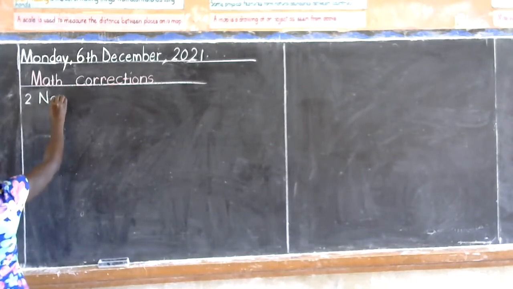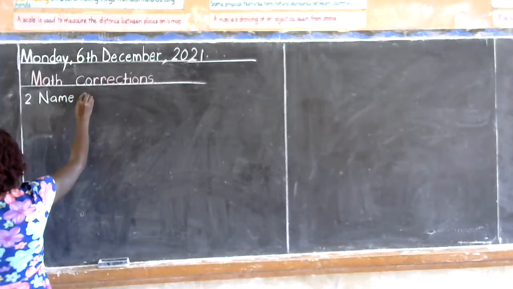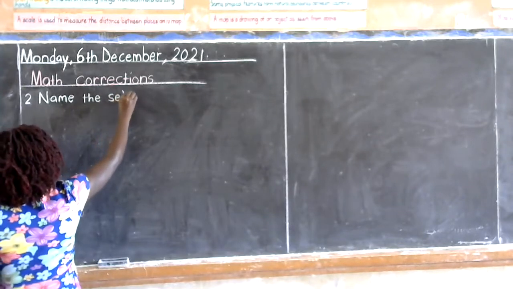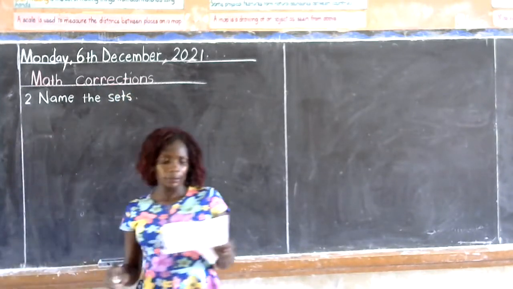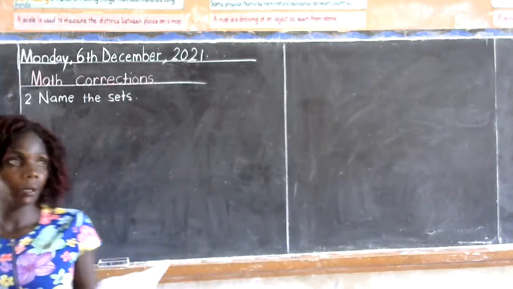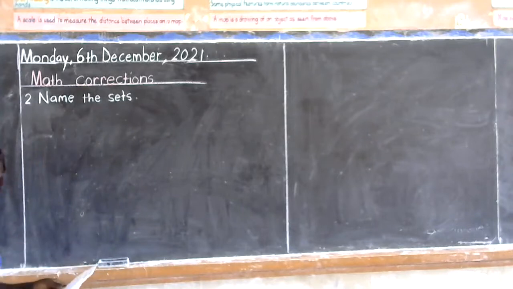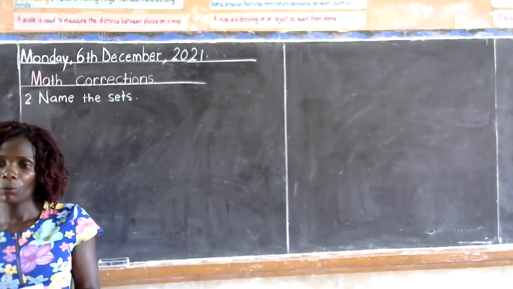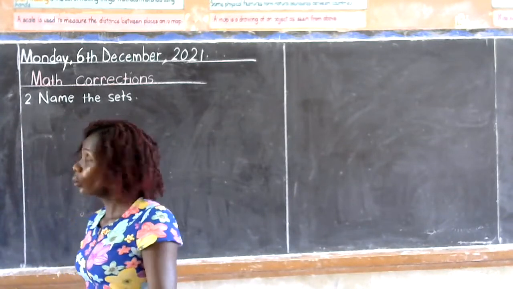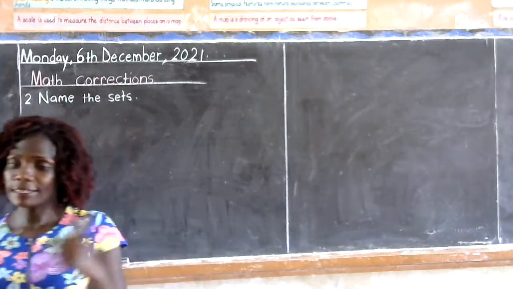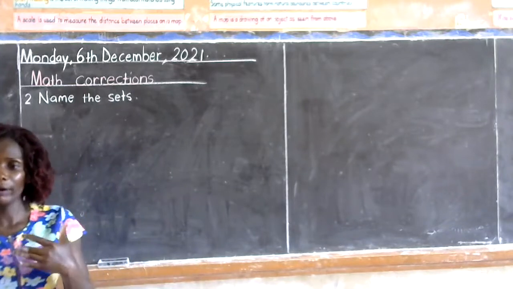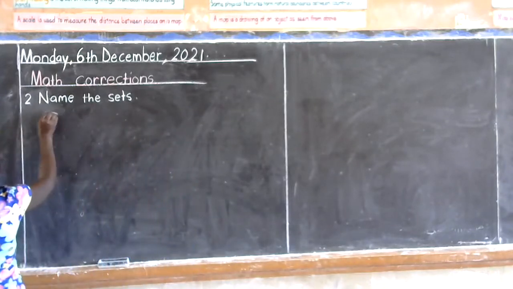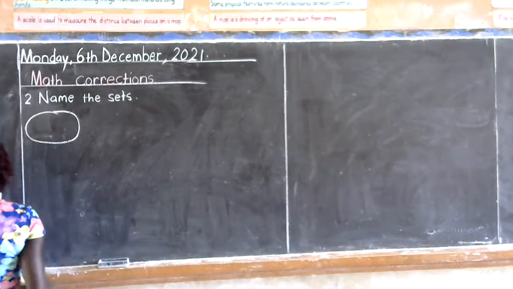Name the sets. Friends, when you are given a question, name the sets. Some of the learners wrote a set of tables, and those who wrote a set of 3 tables, putting the number of objects in the set, were also given marks. But let me first draw the sets.